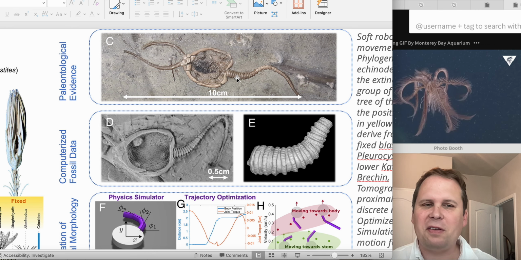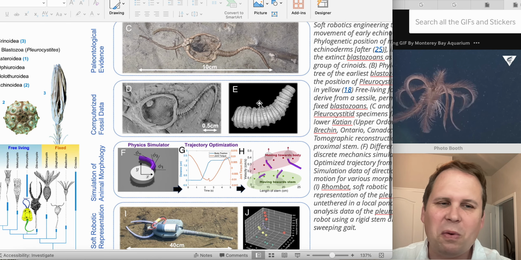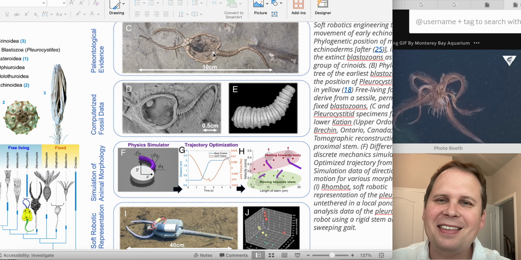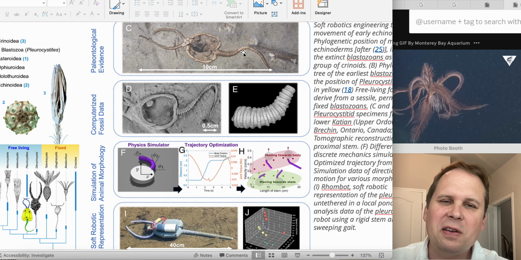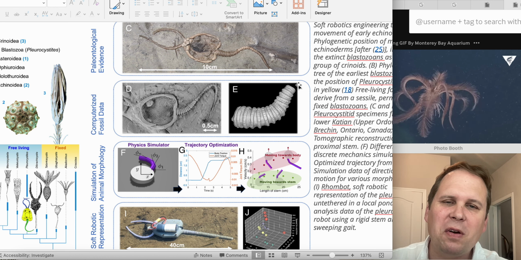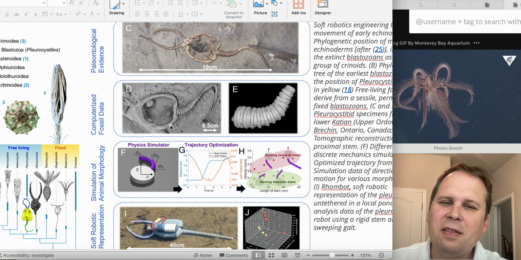And so the question they're trying to answer in this particular paper is moving toward or moving away? Which way is this thing going? Is it going toward the head, basically, or is it going away from the head? Is it moving toward the stalk? Yeah. And so they're showing what they did.